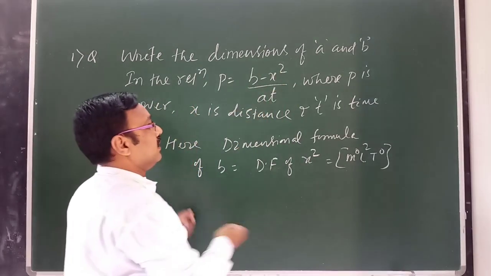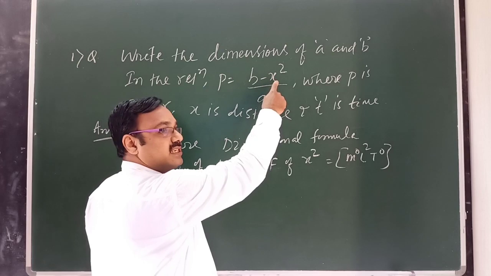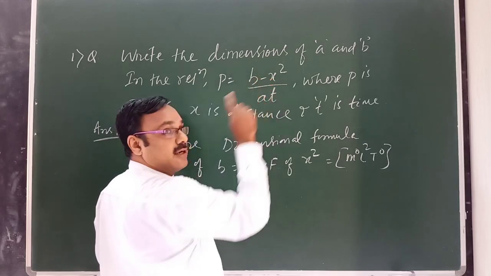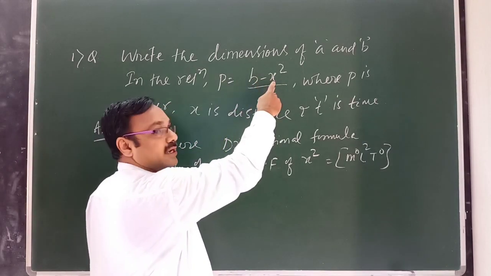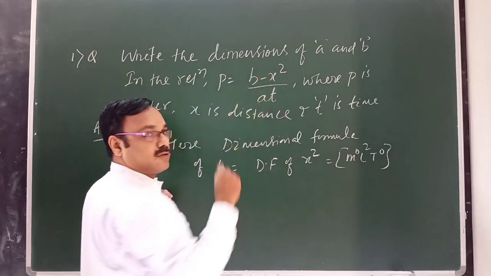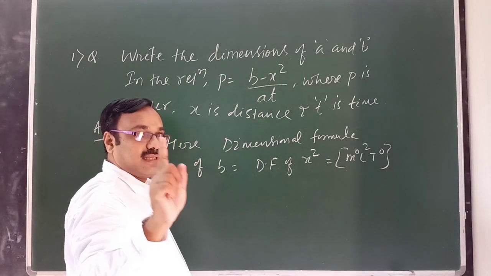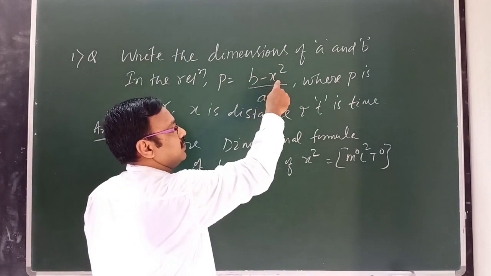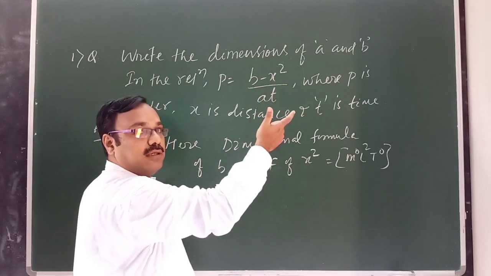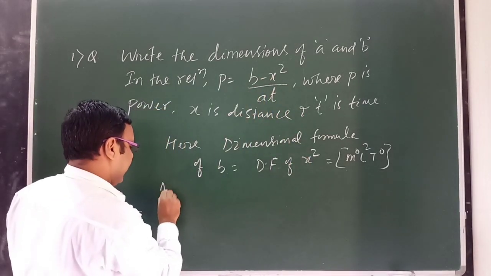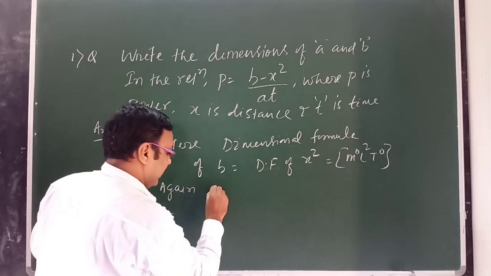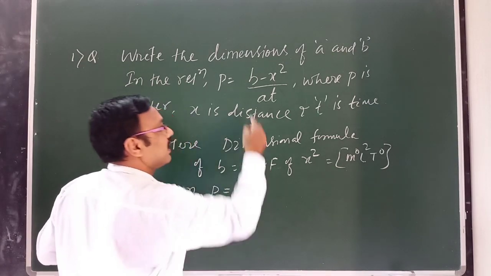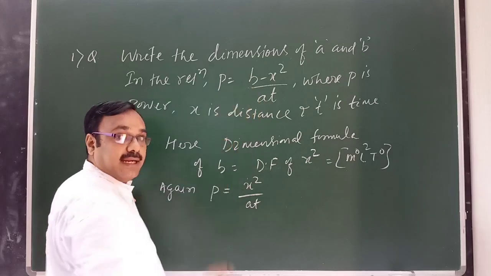So you see, suppose this is distance, this is distance, distance minus distance will give you what? Distance. So instead of writing two times, whether it is B or x square, we can take the dimensional formula once. We should not use repeated terms. That means M0 L2 T0 minus M0 L2 T0 will give you M0 L2 T0 only. Okay, that means we can write again P equals x square by At, or you can write also P equals B by At, no problem.